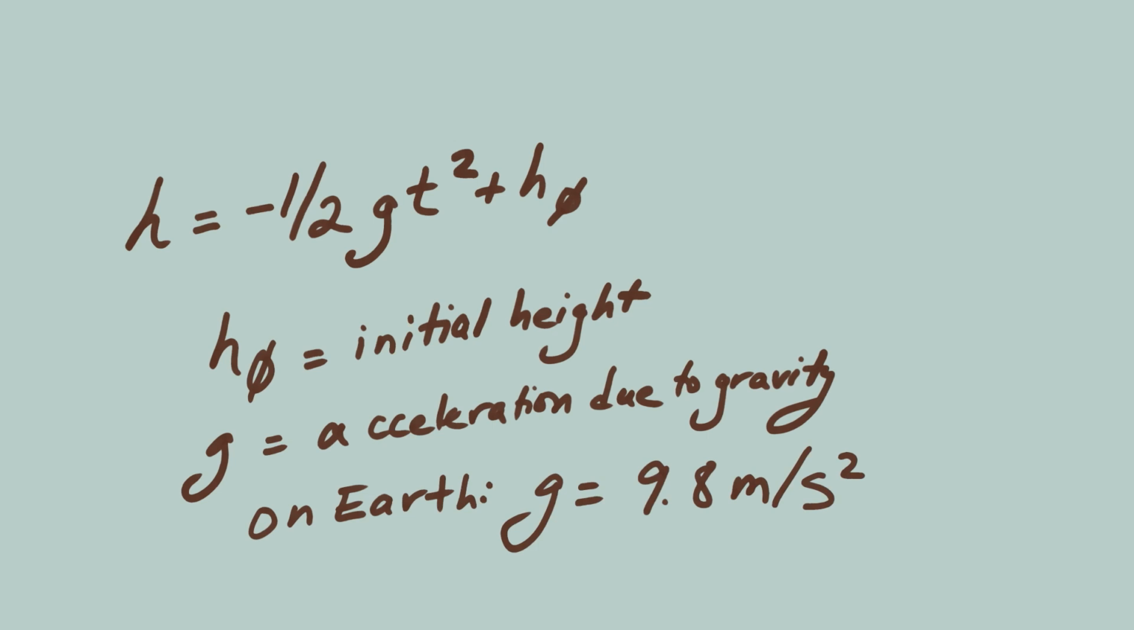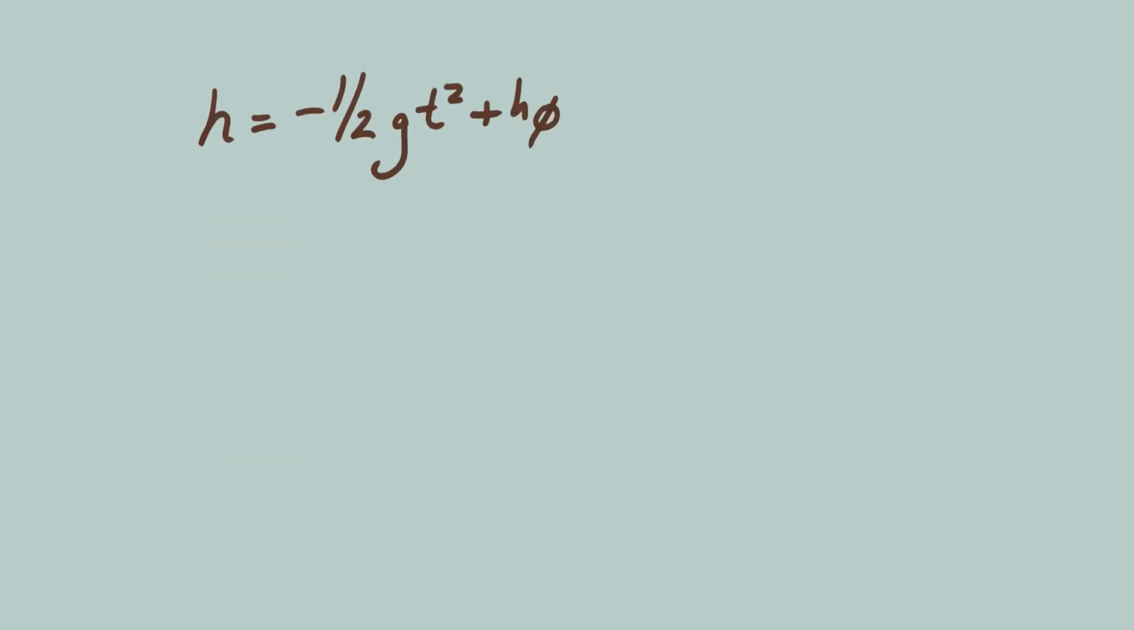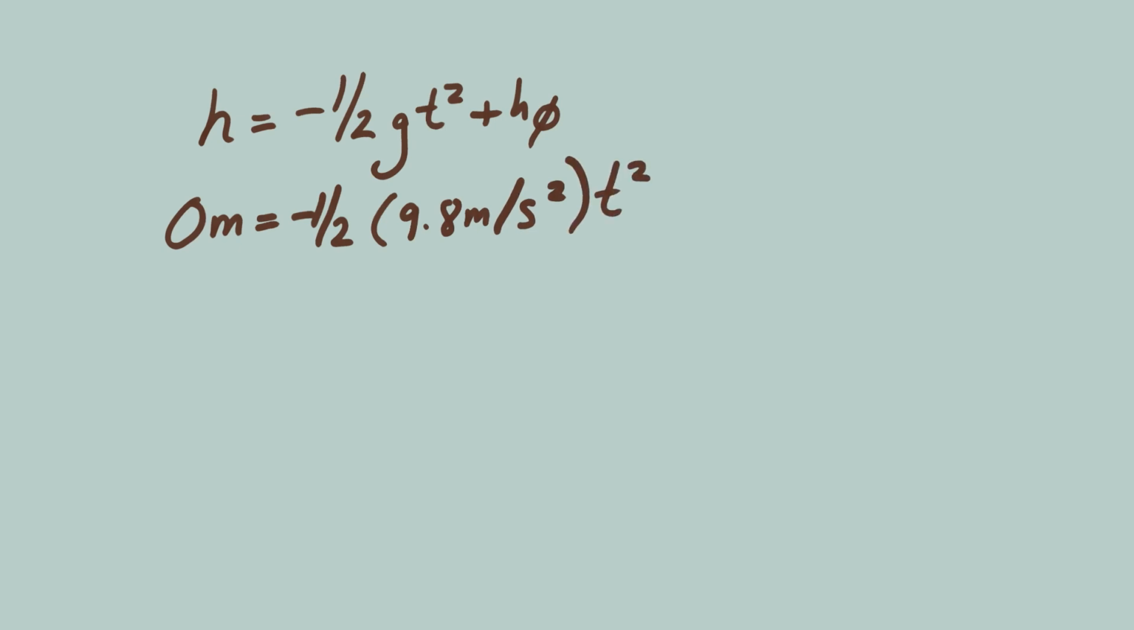For this spooky situation, we're looking at two different heights. h0, the initial height, is 44 meters. h, the final height, is 0. Splat, right on the ground, 0 meters. So we can substitute in what we know. 0 meters equals -1/2 times 9.8 meters per second squared times t squared plus 44 meters.